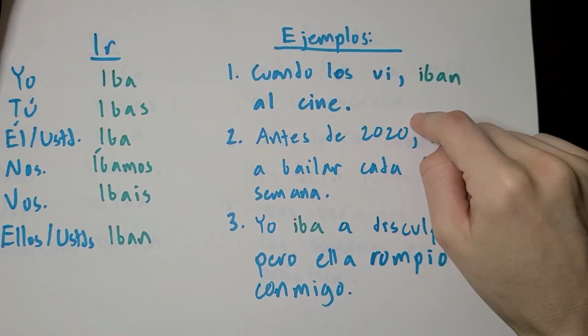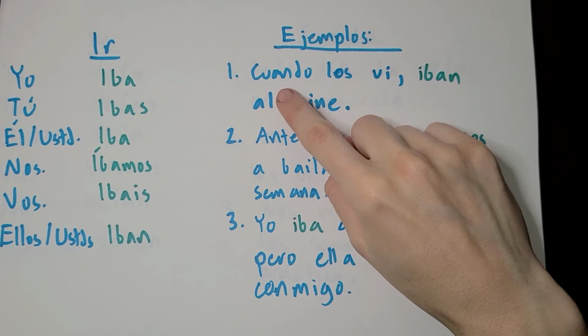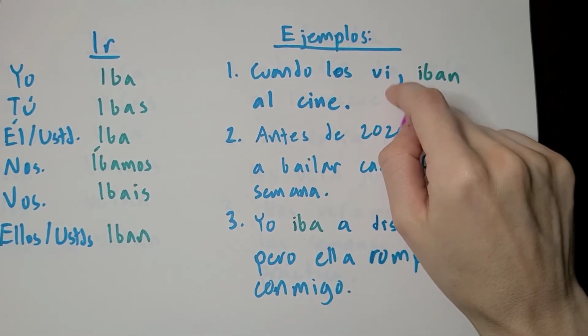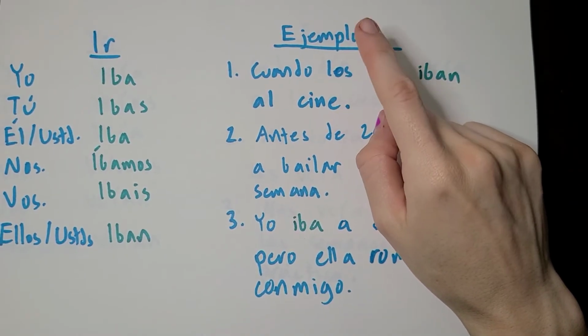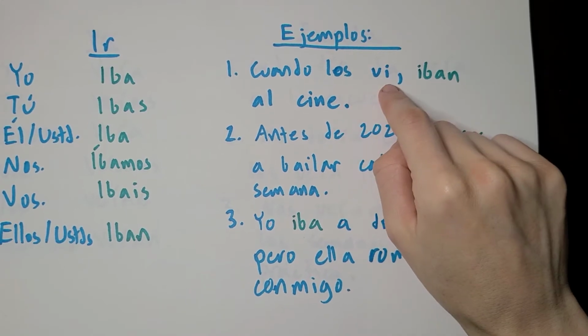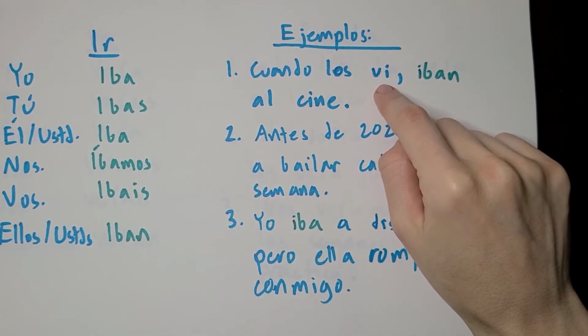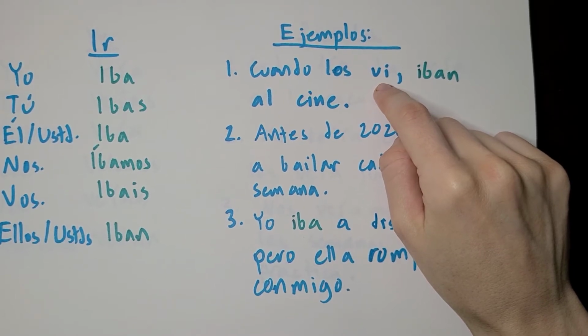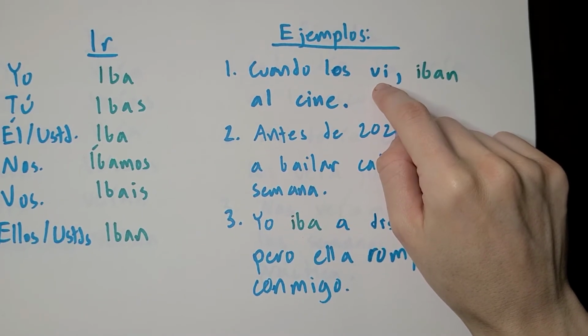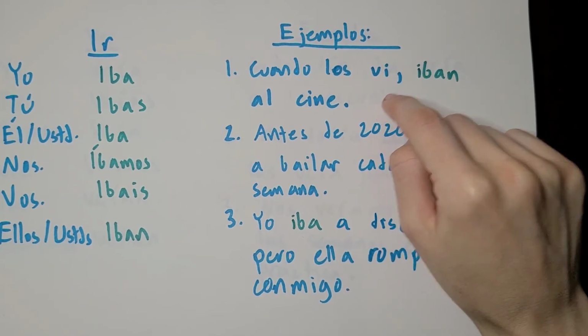Cuando los vi, iban al cine. Cuando los vi, when I saw them. So los is the pronoun that tells you who the verb is happening to. Here we have vi, which is the preterite form of ver, which is to see. So ver is another one of these irregular imperfect verbs, but here you're saying I saw them.